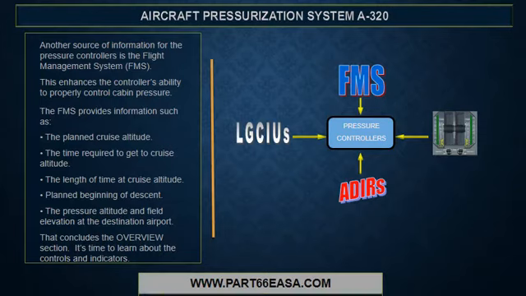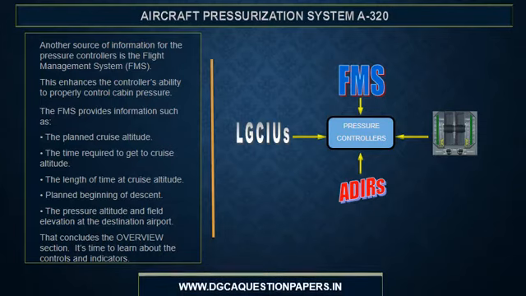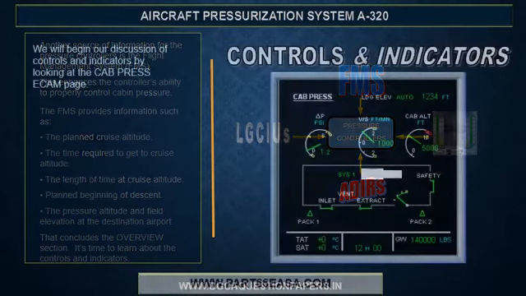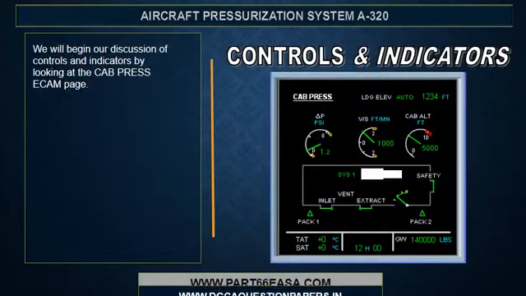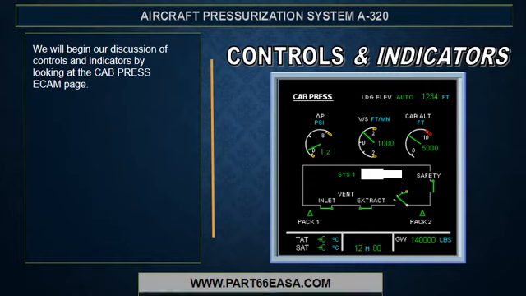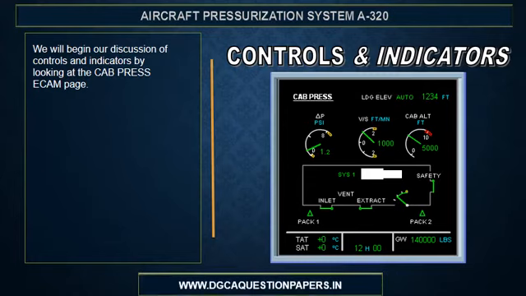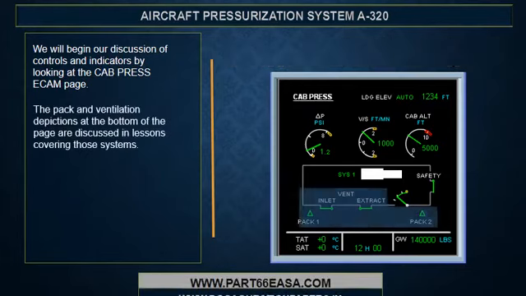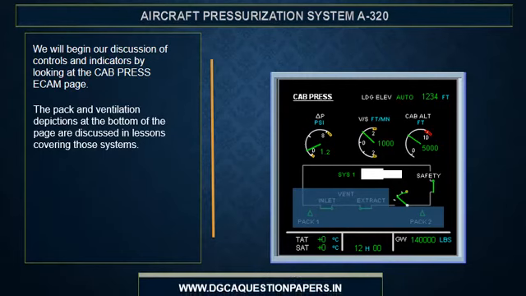That concludes the overview section. It's time to learn about the controls and indicators. We will begin our discussion of controls and indicators by looking at the cabin pressurization page. The pack and ventilation depictions at the bottom of the page are discussed in lessons covering those systems.